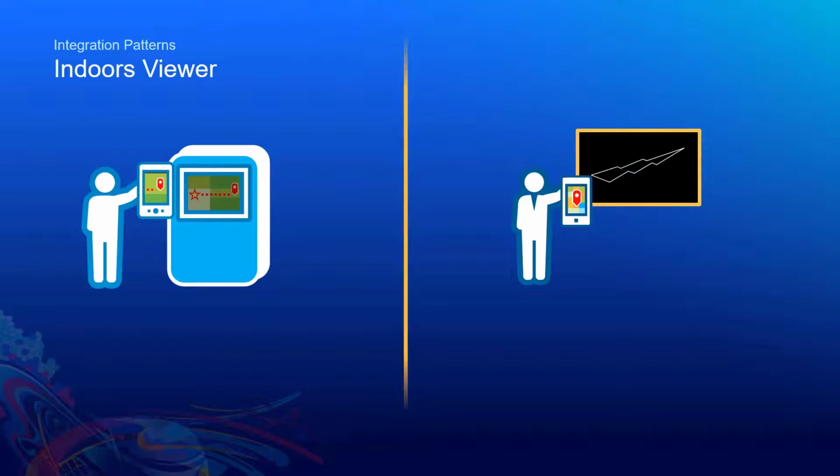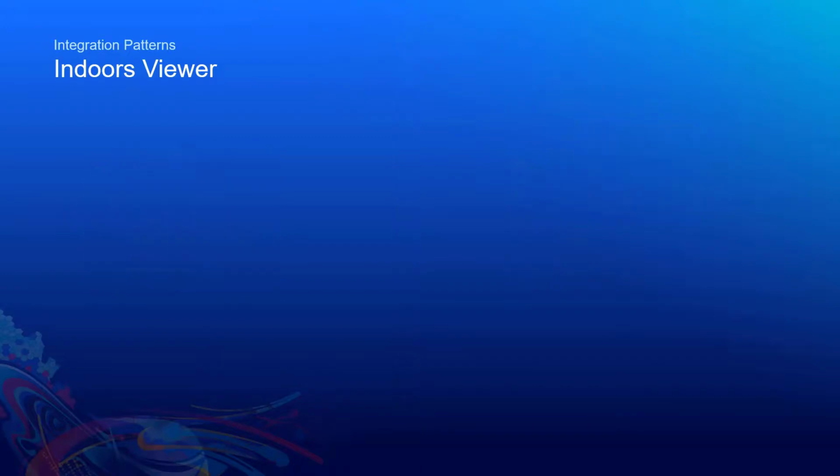For the second scenario, we can configure the Indoors Viewer to integrate with the service department's work order management system, so that clicking a button in the Indoors Viewer opens a form to submit a new service request with the location information already filled in. The Indoors Viewer supports integration in multiple ways.